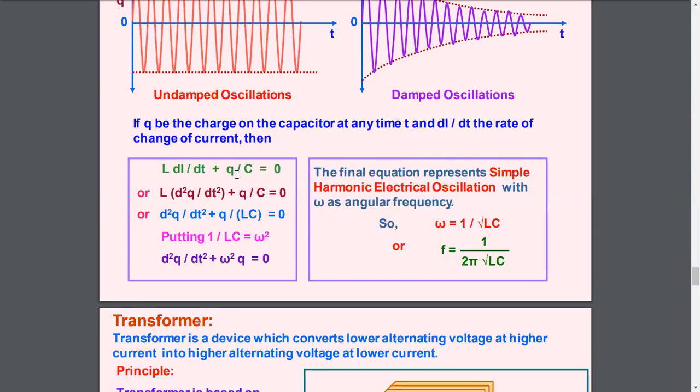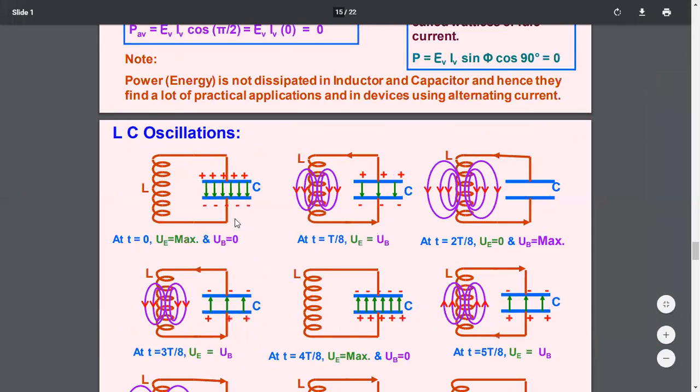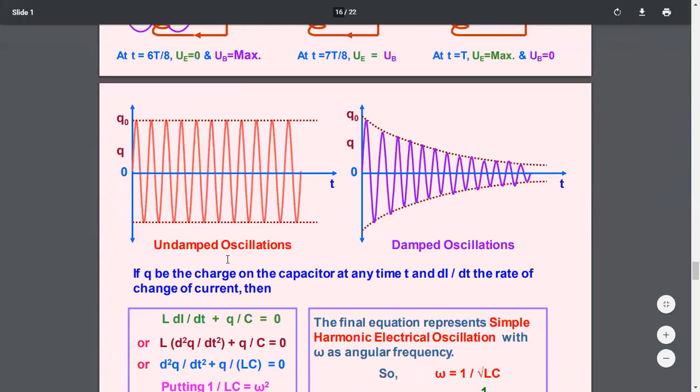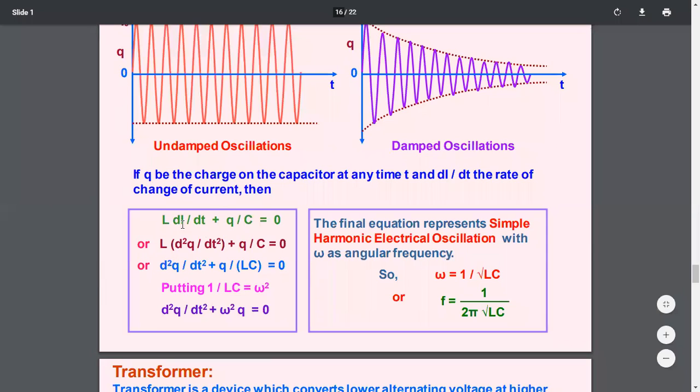So according to Kirchhoff's loop rule, the net sum of voltage across the LC circuit at any instant of time must be zero. So here, the voltage across the inductor is called VL and this term is called VC. And as we know that I equal to dq by dt, placing the value of current I here, we get d square q by dt square plus q by C, and dividing both sides by L, we get d square q by dt square plus q upon LC equal to 0.